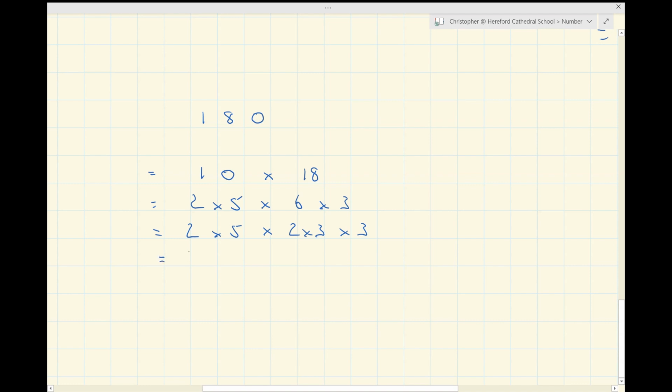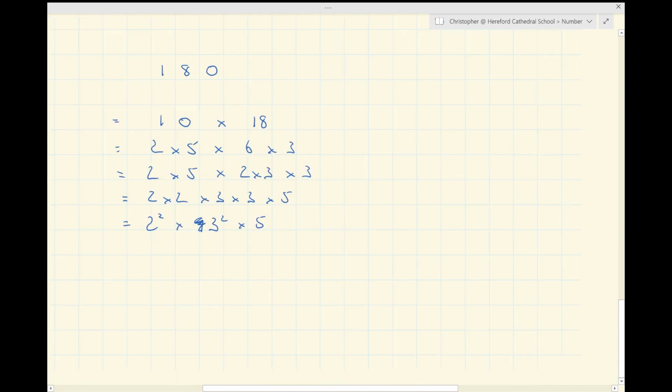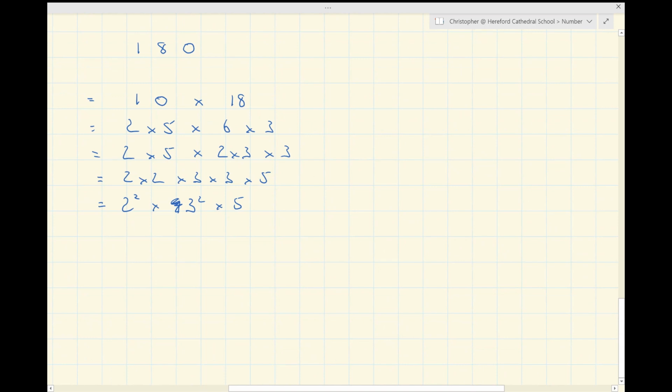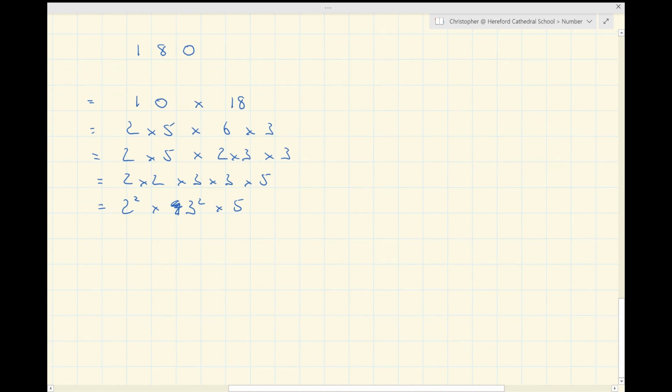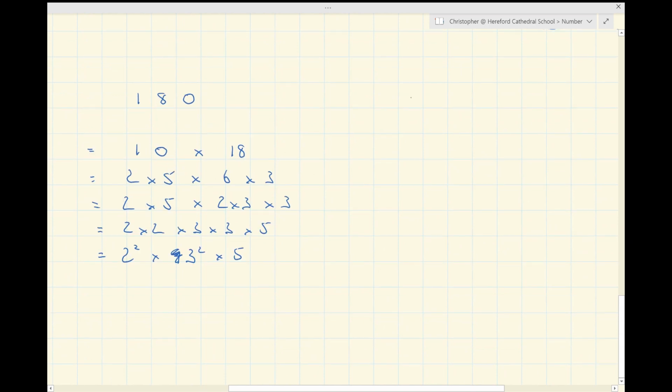So that is 2 times 2 times 3 times 3 times 5, which is 2 to the power of 2 times 3 squared times 5. Okay, so that's 180 done in that way. And you'll find if you do them this way that you become much quicker. Try 240. Okay, pause the film, have a go.